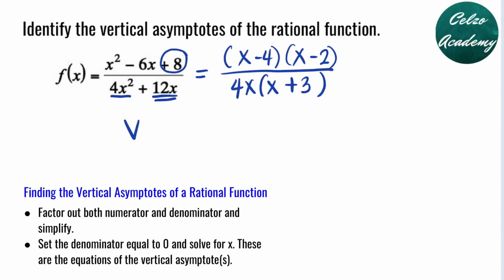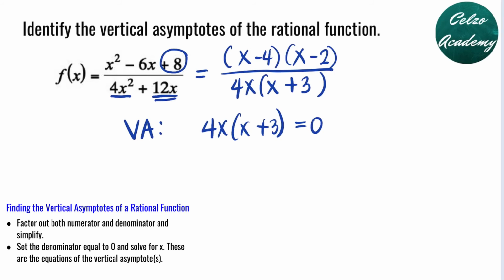Now to solve for the vertical asymptote, we will set the denominator 4x and x plus 3 equal to 0. So using the zero product property, we will set up two different equations. First one is 4x equals 0, and the other one is x plus 3 is equal to 0. Now we solve each equation.